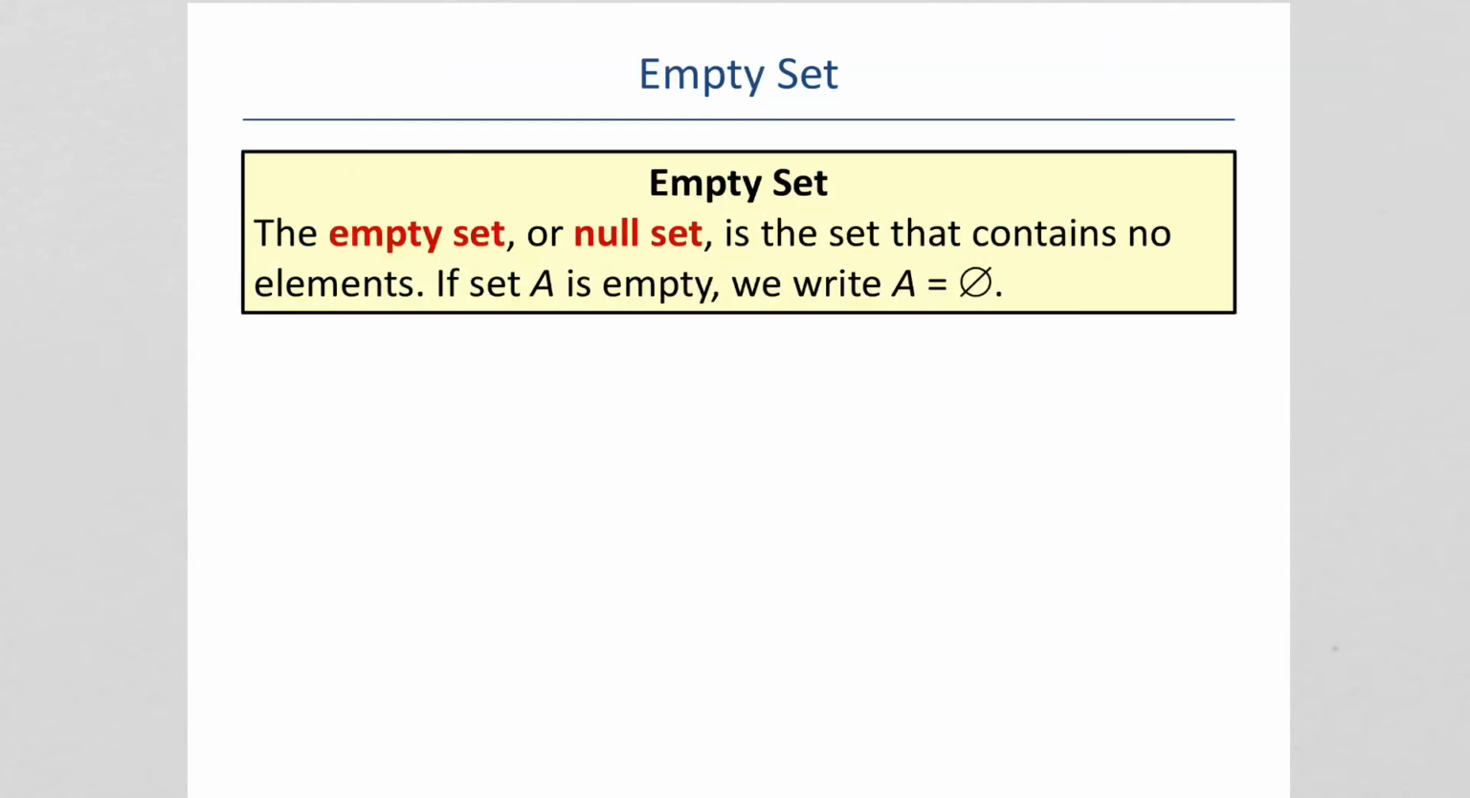The empty set or null set is one that contains no elements, and we write it as a circle with a diagonal line through it. So if you make your zeros with a line through it, you're probably going to want to not do that for this chapter, okay?